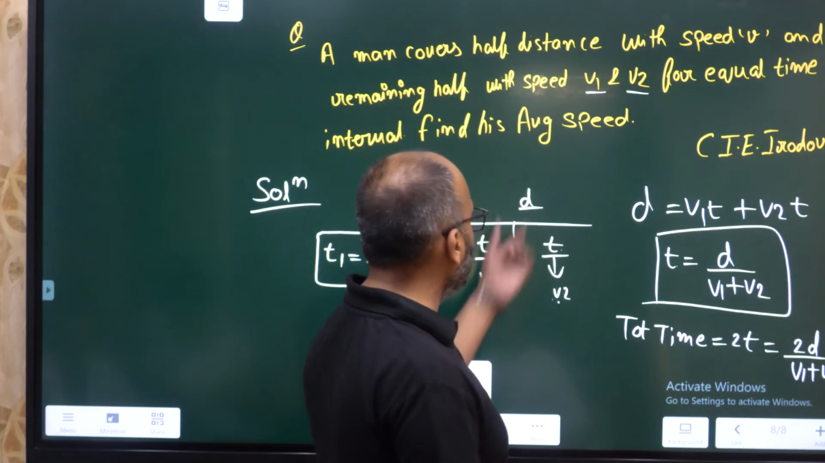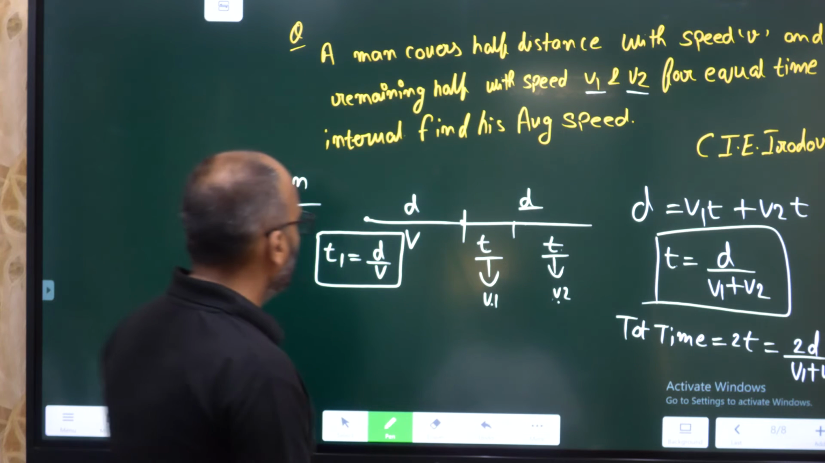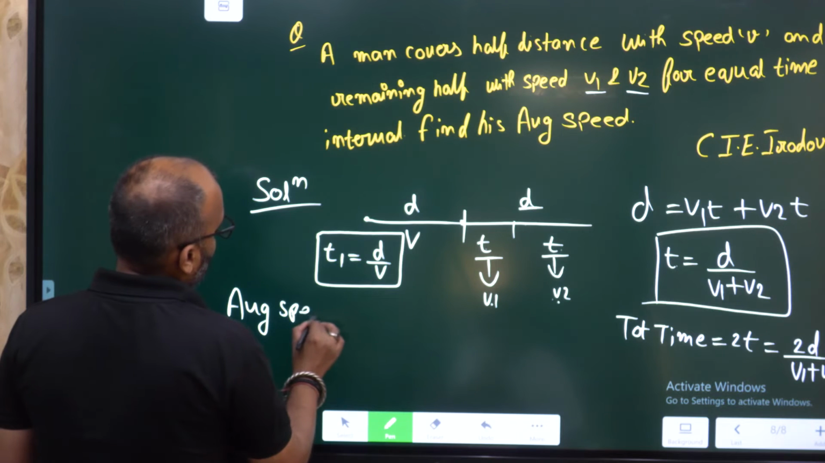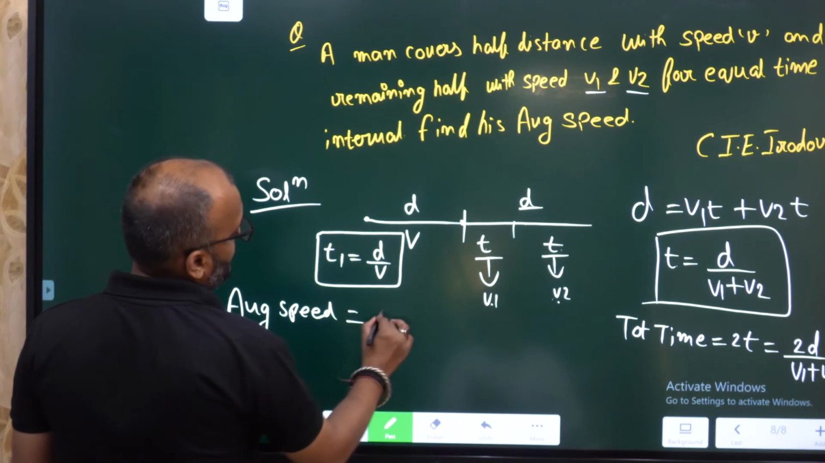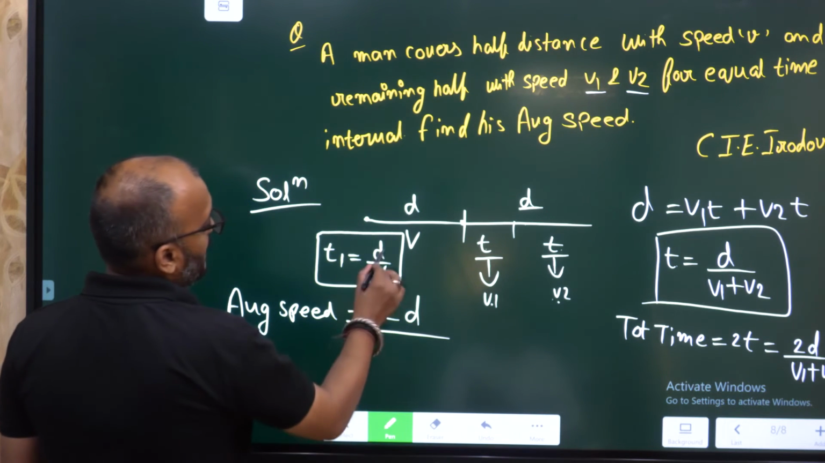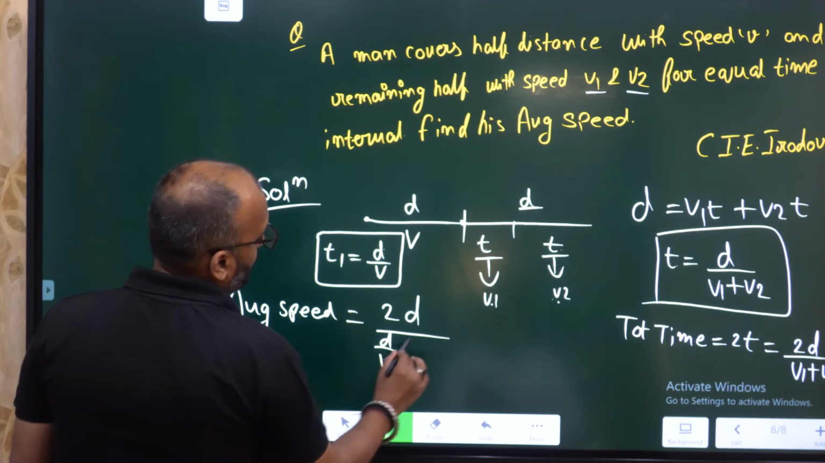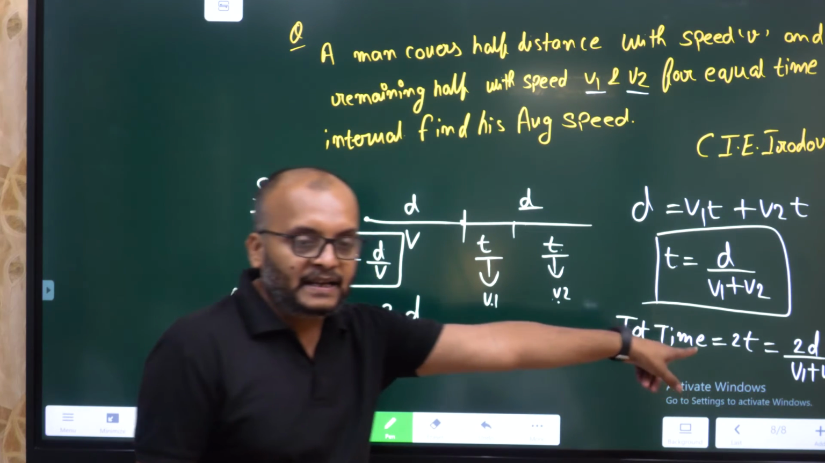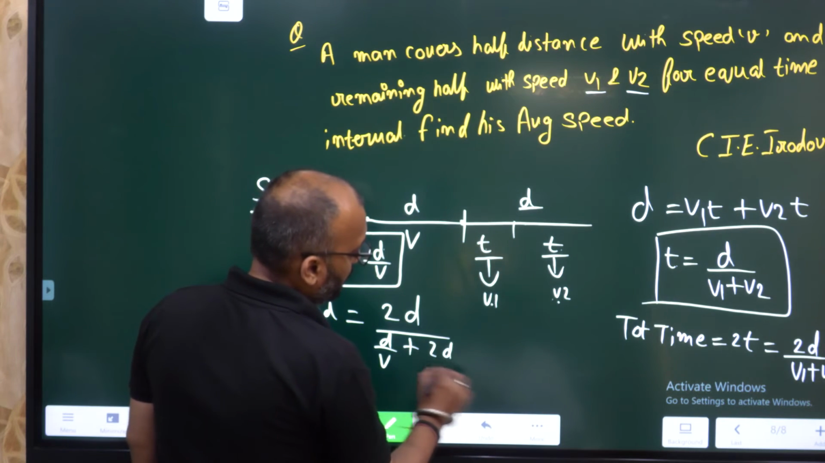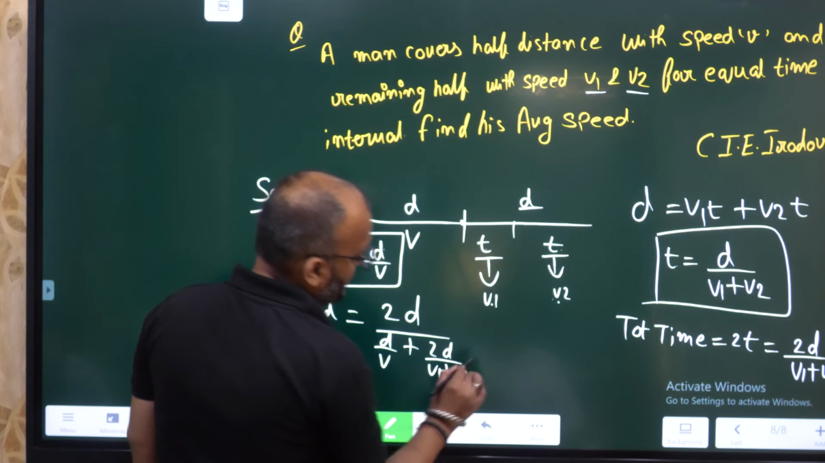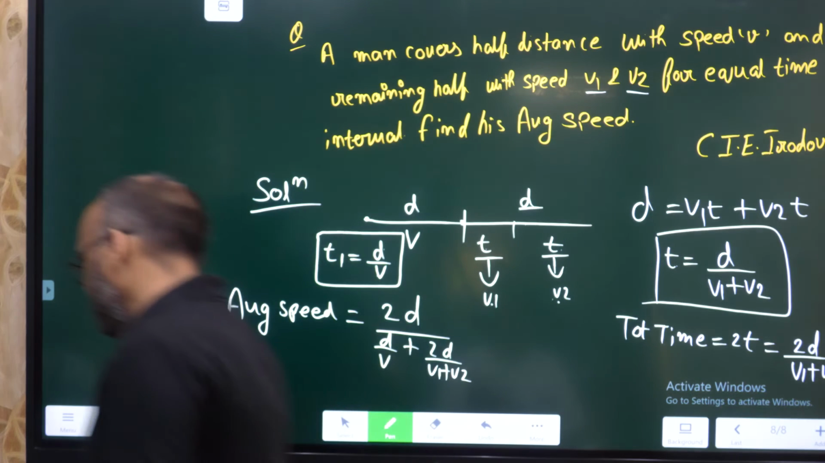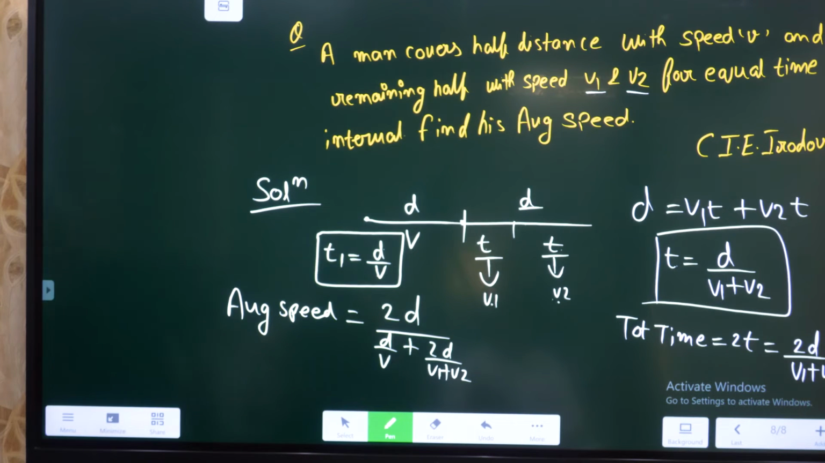So total time to cover this distance is 2t. Fine. What is average speed? Average speed is total distance d plus d, 2d, divided by total time, that is d upon v, plus the time taken to cover this half distance, that is 2t, which means 2d upon V1 plus V2. Is it clear or not? Note it down.